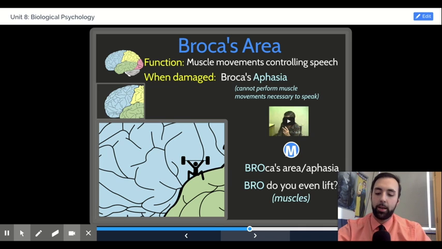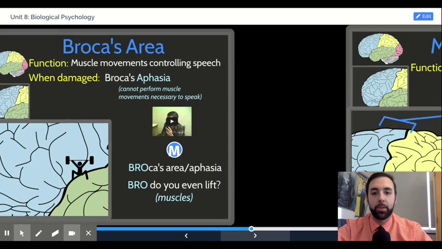As a mnemonic for this one, I look at the BRO and I think of the pretty common phrase, bro, do you even lift? Why? Because I'm trying to connect muscle movement in the context of language. There are two terms related to language, Wernicke's area and Broca's area. I don't have a mnemonic for Wernicke's area, but the bro, do you even lift mnemonic can connect muscles to Broca's area. And then at that point, it's process of elimination. One is about understanding language, Wernicke's. One is about the muscle movements necessary to produce language, Broca's area. And I think you're able to differentiate those quite well.